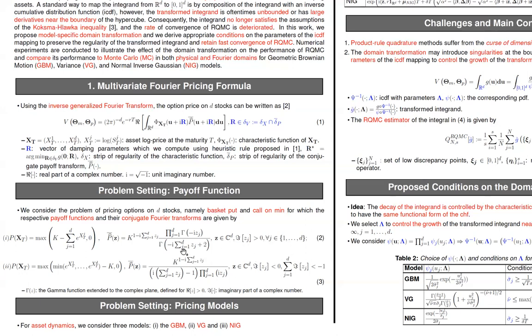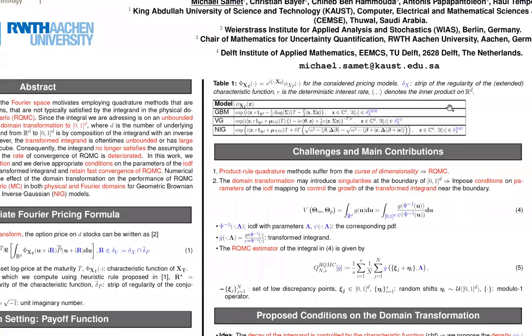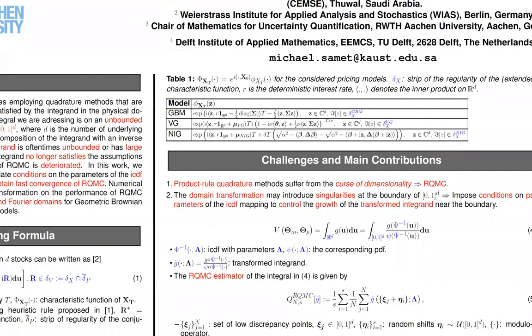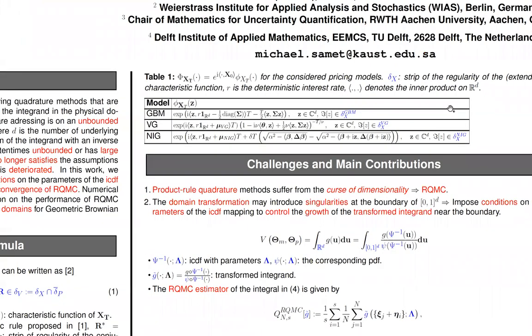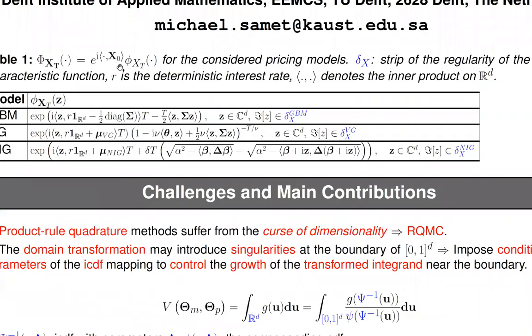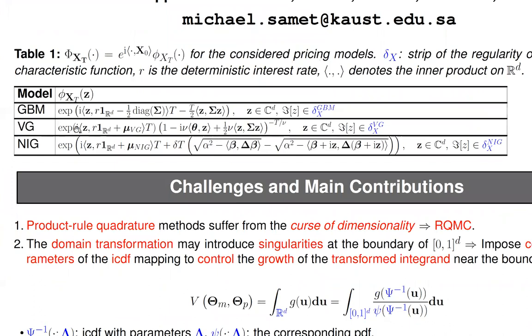And for asset dynamics, we consider geometric Brownian motion, variance gamma, and normal inverse Gaussian, for which the characteristic functions are given as follows in Table 1. We have a Gaussian function for the GBM, a fractional function for variance gamma, and a root exponential for the normal inverse Gaussian.